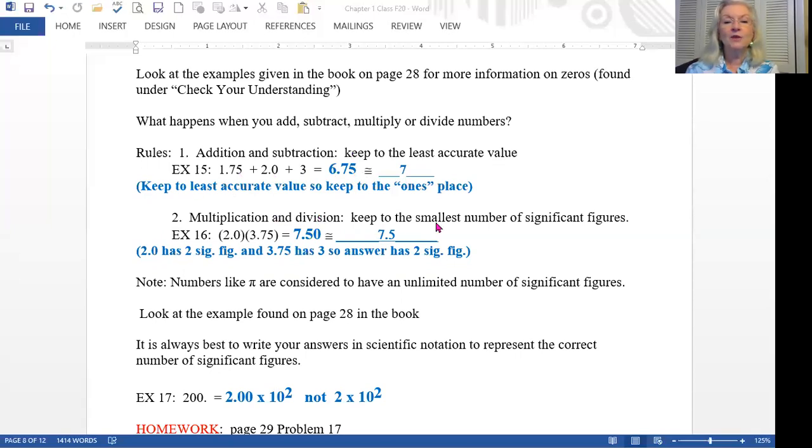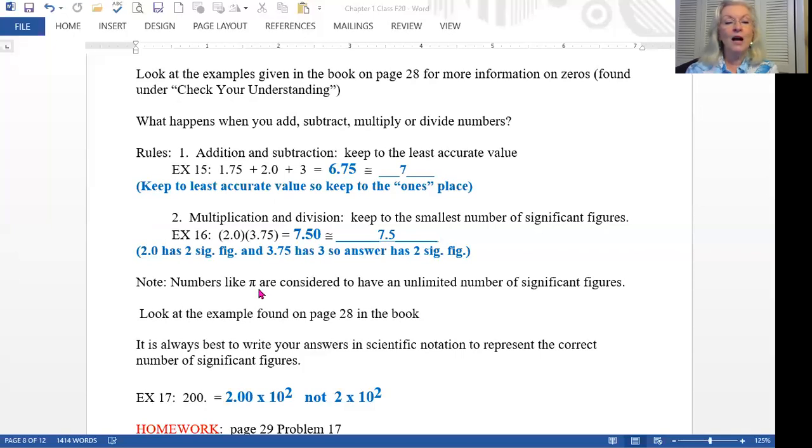Multiplication and division, keep to the smallest number of significant figures. So 2.0 multiplied by 3.75 gives us 7.50. The 2.0 has 2 sig figs, the 3.75 has 3. Our answer can only have 2 sig figs, so 7.5. Now, I'm not going to be a stickler for that unless I say write it to the correct number of significant figures. Because most of the time we're just so knee-deep in a calculation. We have other things to worry about. I just don't want you to round off too much too soon.